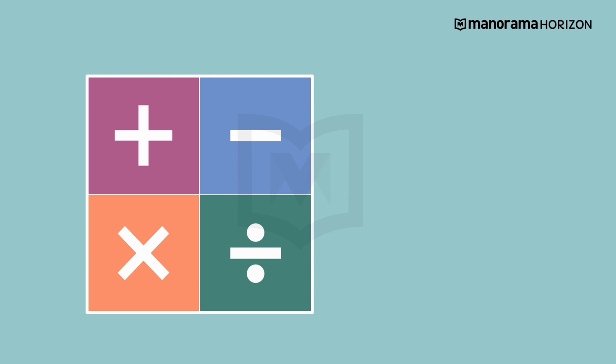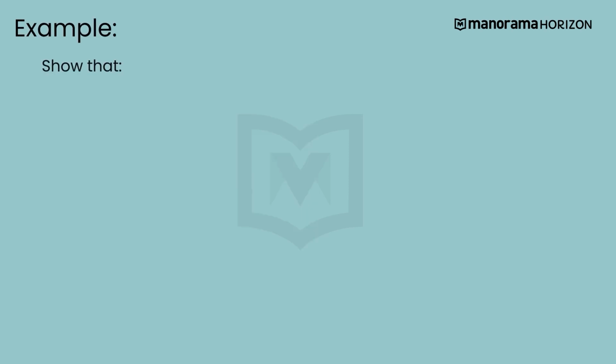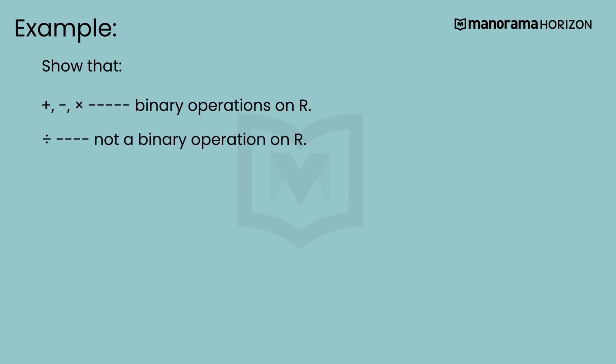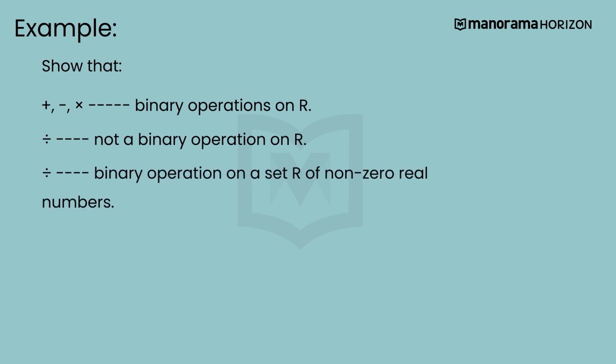Operations may be addition, subtraction, multiplication, and division. Let us discuss some examples to check this binary operation. Show that addition, subtraction, and multiplication are binary operations on R, but division is not a binary operation on R. Also further show that division is a binary operation on the set R of non-zero real numbers.